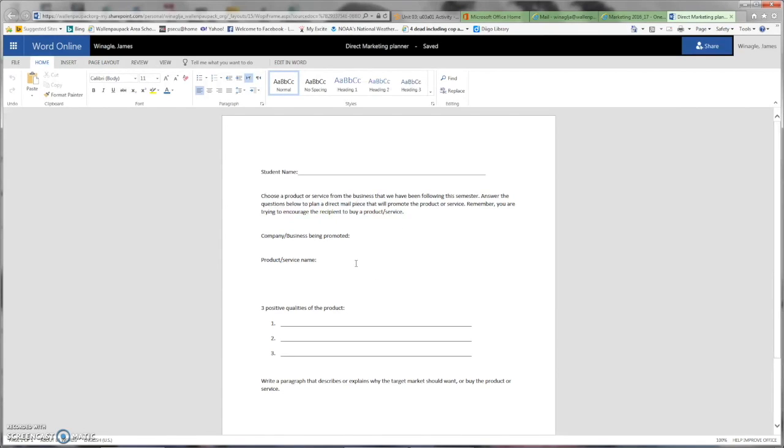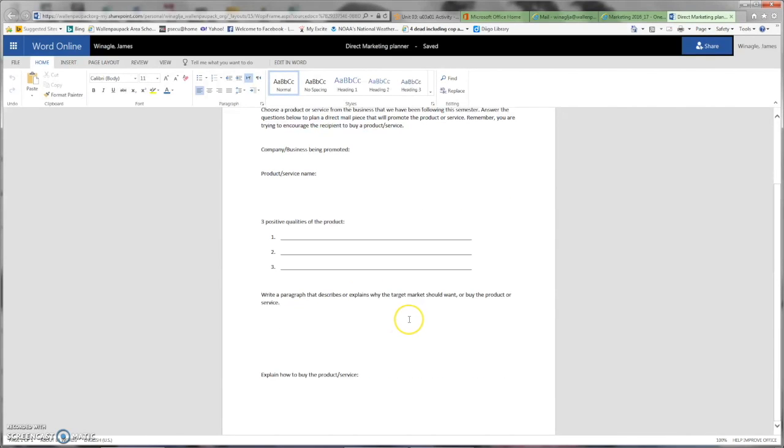The next step is to identify 3 positive qualities of the product. These qualities are things that are going to make somebody want to buy the product or service. When you've identified the 3 positive qualities of the product, I next want you to write a paragraph that describes or explains why the target market should want or buy the product or service. Keep in mind, the target market are those people that your business would consider existing or potential customers. You want to think about the age, the gender, the socioeconomic background of these customers when you are writing about your target market.